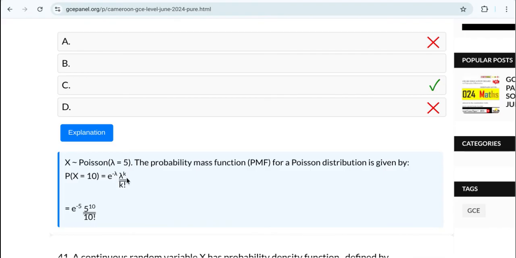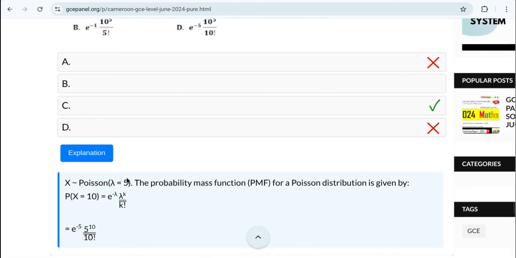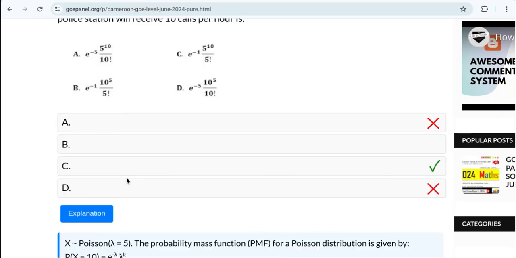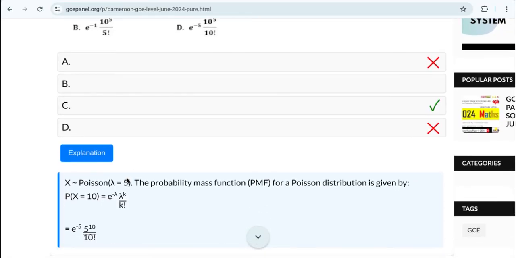So the probability mass function has a Poisson distribution. The formula is given by e to the negative lambda, so e to the negative 5, times lambda to the power k, so 5 to the power 10, all over k factorial. So our key is e to the negative 5 times 5 to the power 10 over 10 factorial. So the key here is A.